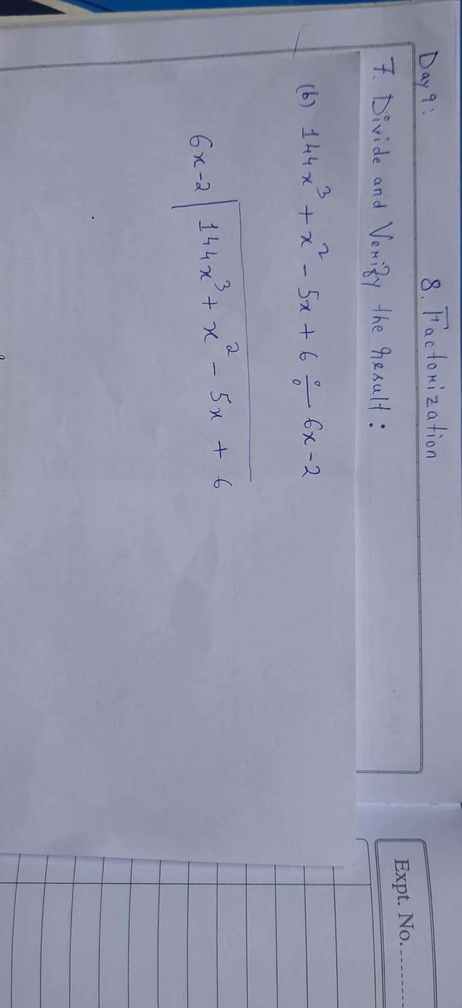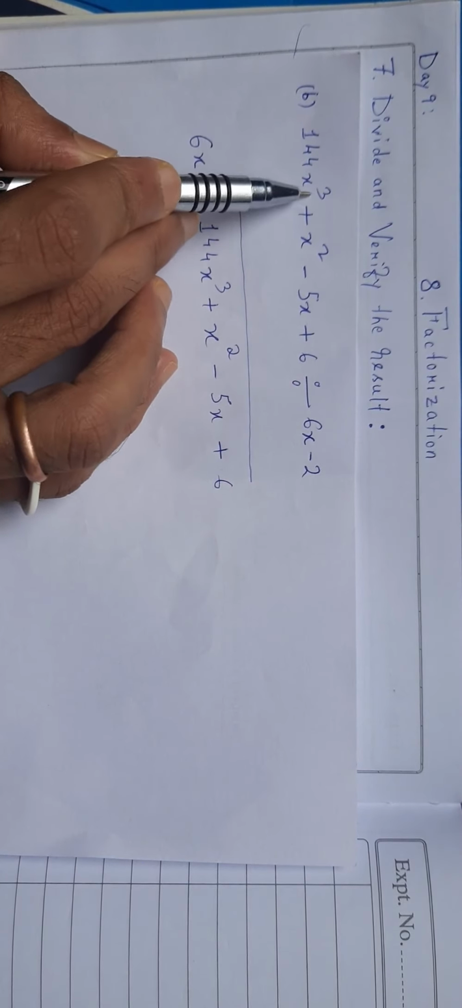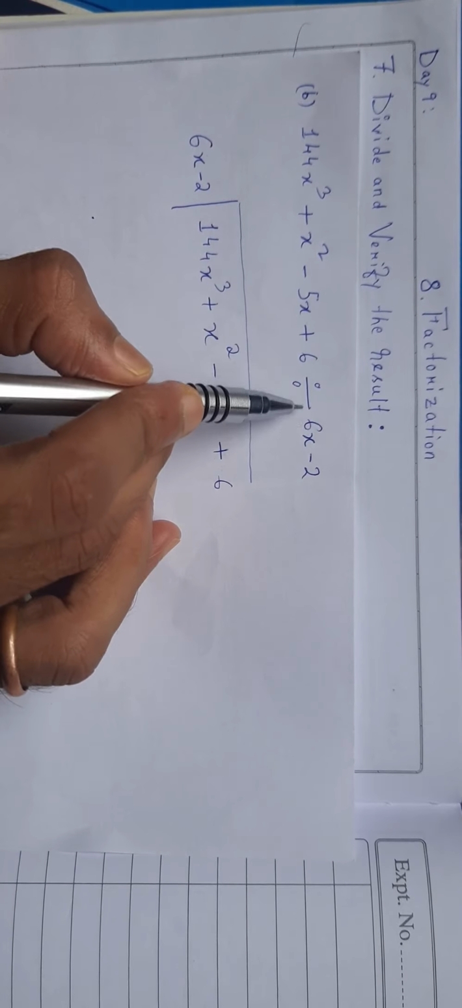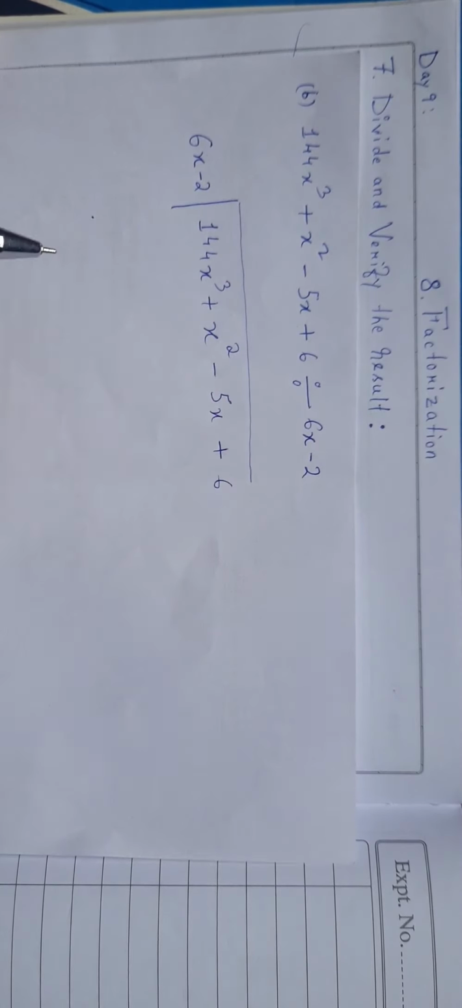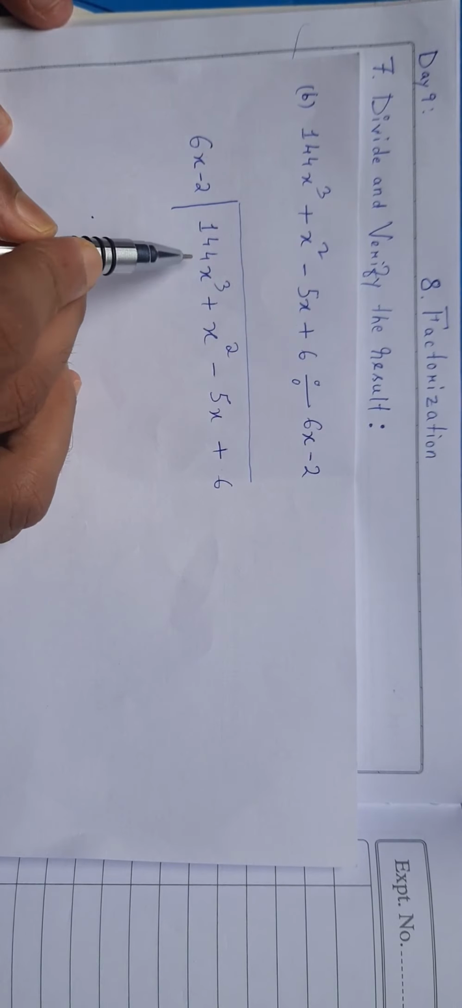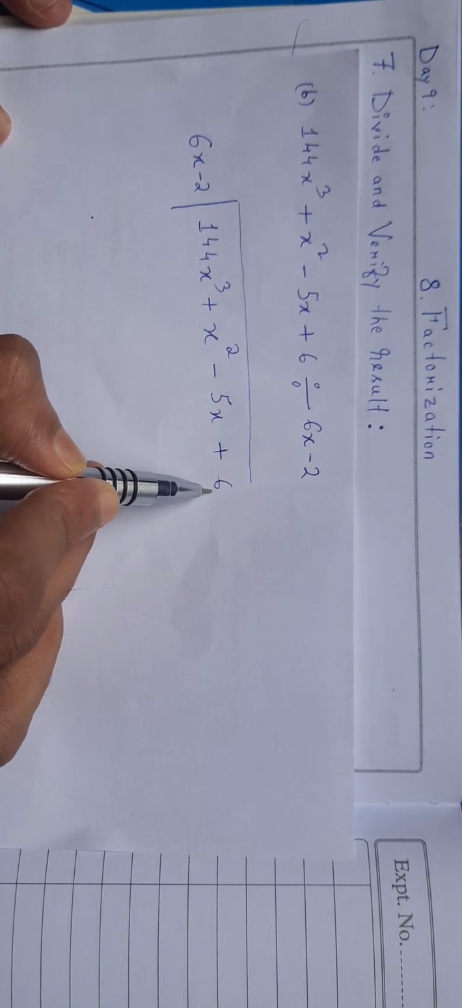Now let us see the second question, which is 144x cube plus x square minus 5x plus 6 divided by 6x minus 2. Here if you see in the dividend part, we'll find there are 4 terms: first term, second term, third term and fourth term.